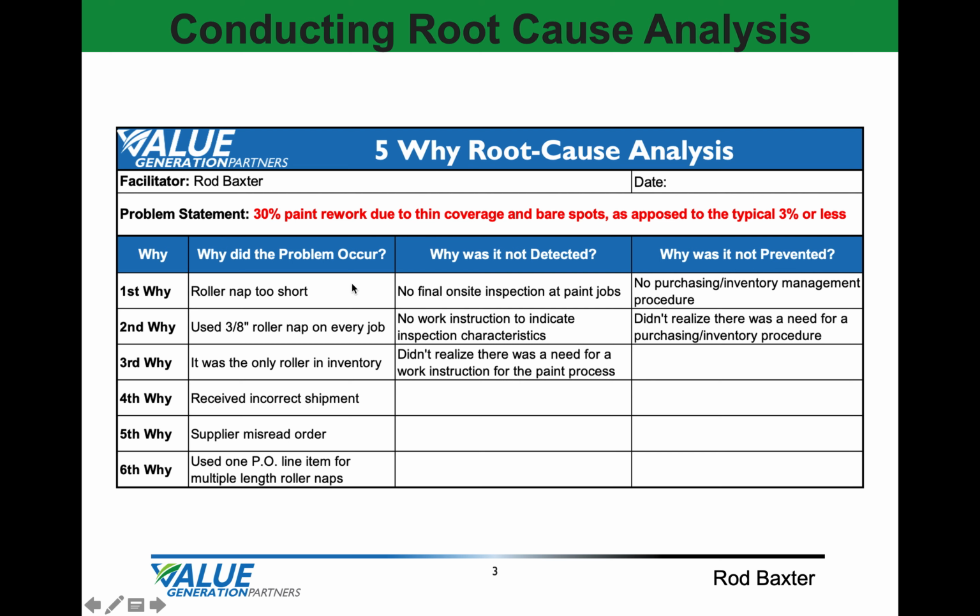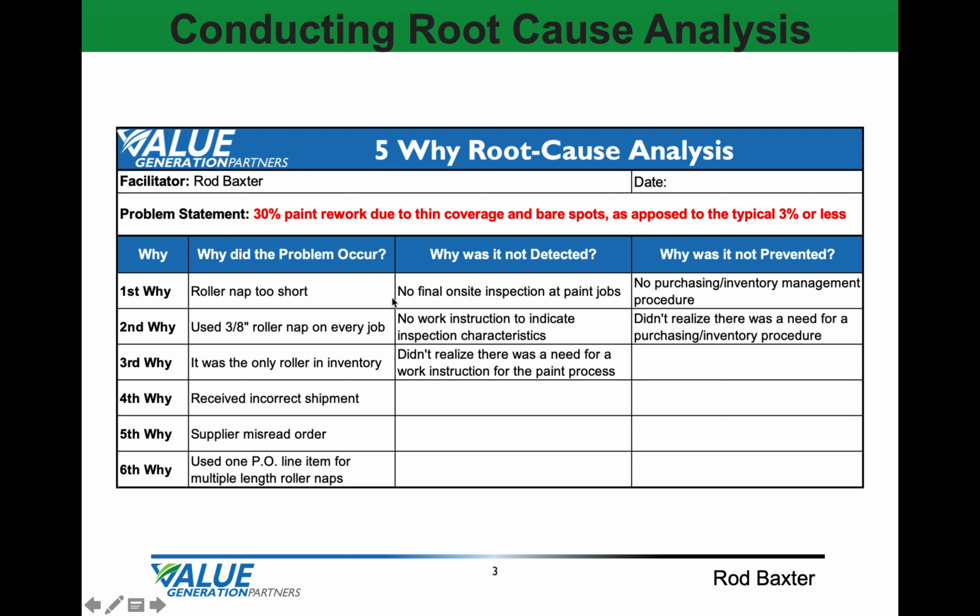So now what we've done is we've conducted 5 why root cause analysis for why the problem occurred, why the thin and bare spots occurred, why we didn't detect the bare spots and the thin coverage, and why we didn't prevent the bare spots and thin coverage.